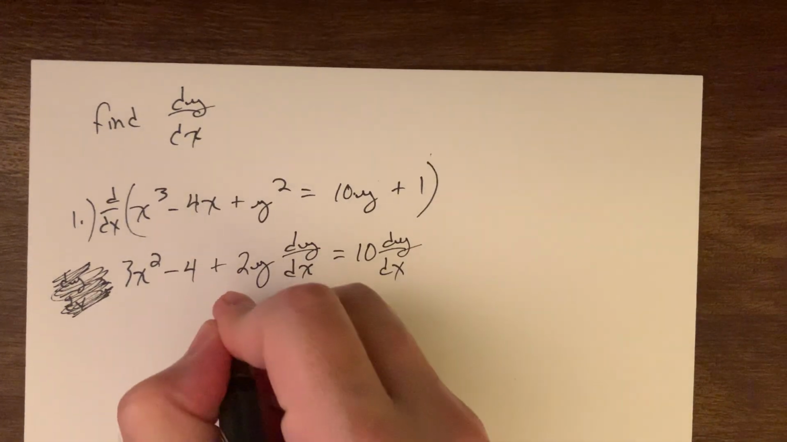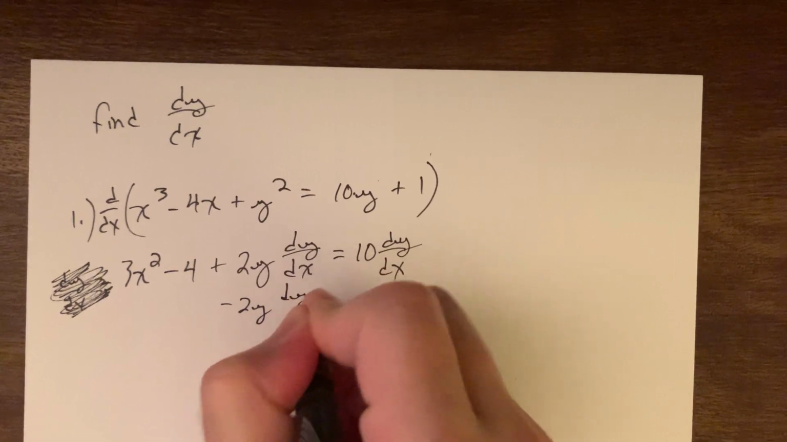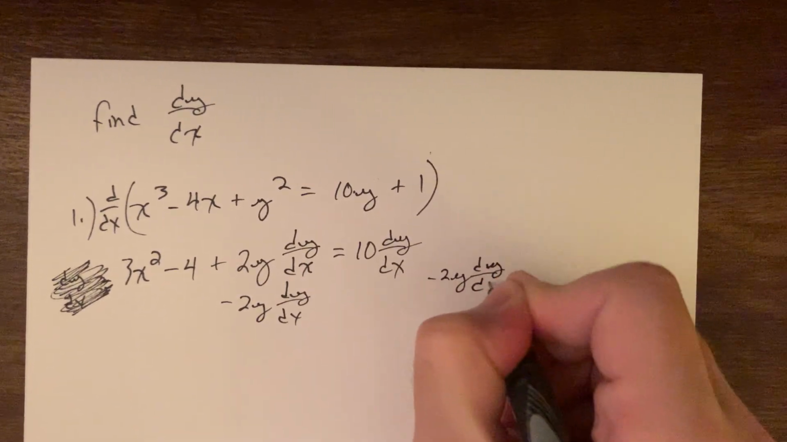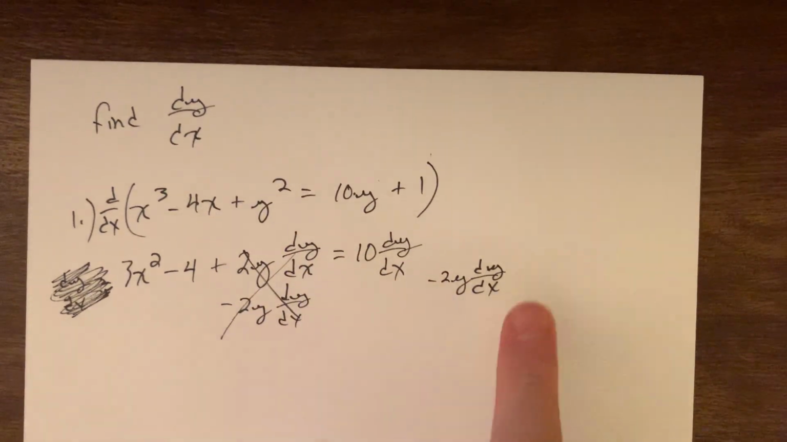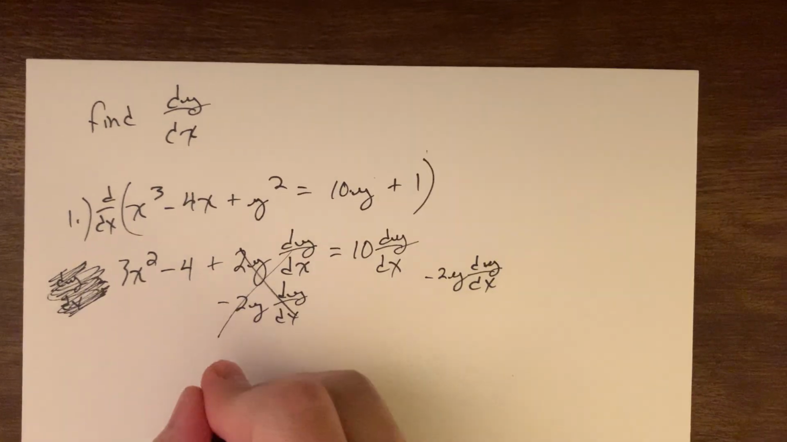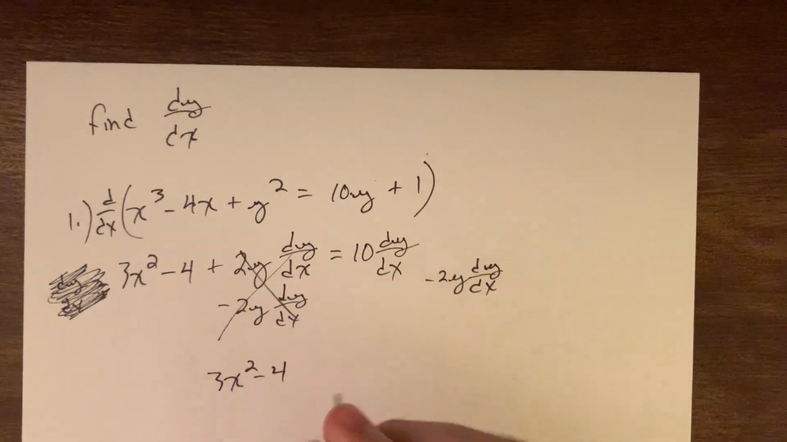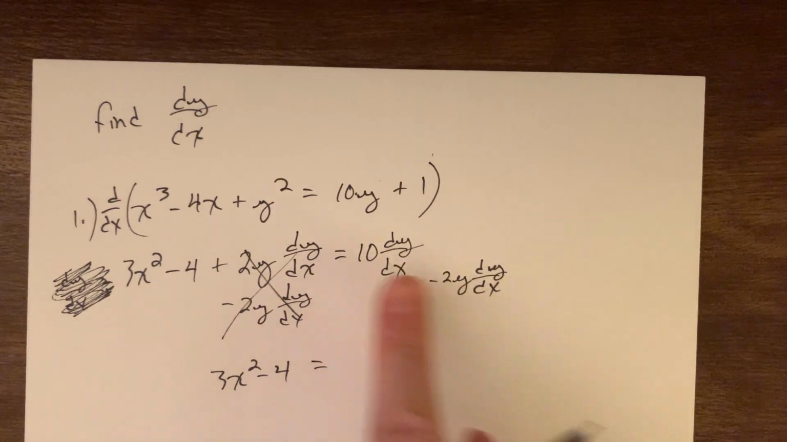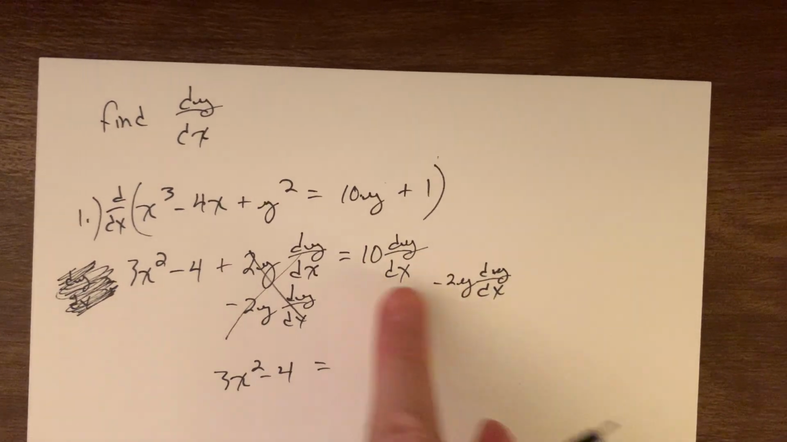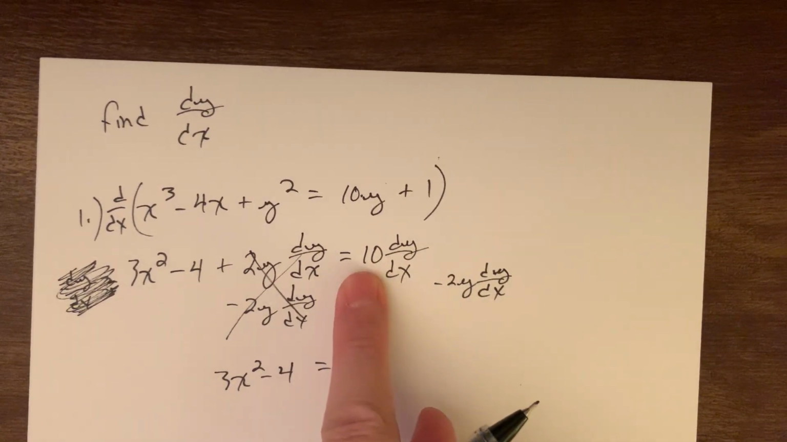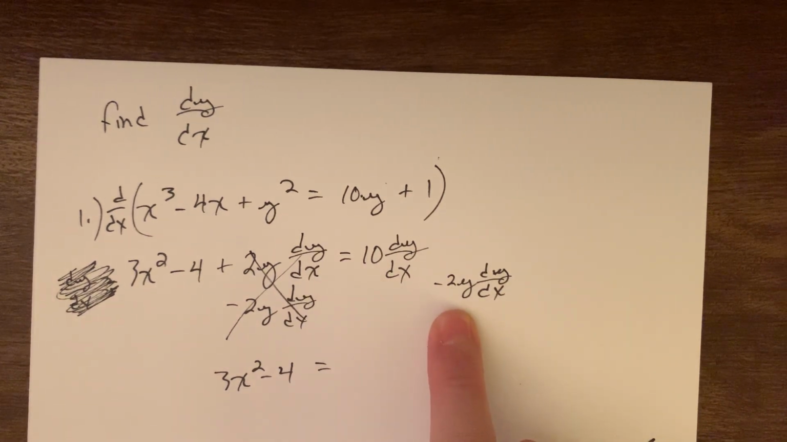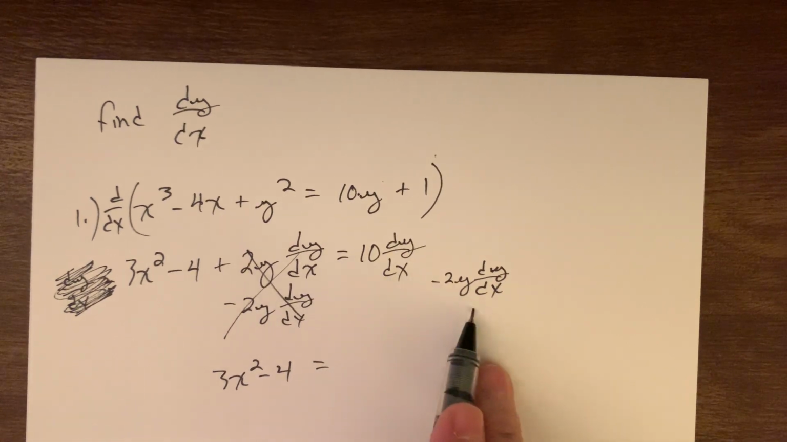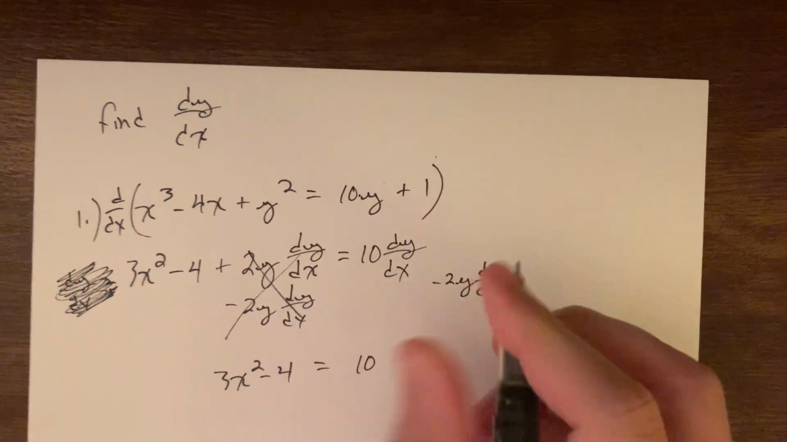Group them together. I'm going to algebraically move this from the left side to the right side so that now my left side is just 3x squared minus 4. My right side, well, these are not like terms. They do both have the dy dx, but this is just the number 10. This also has the variable. So I can't actually subtract them. Like this does not equal 8. It does not equal 8y.